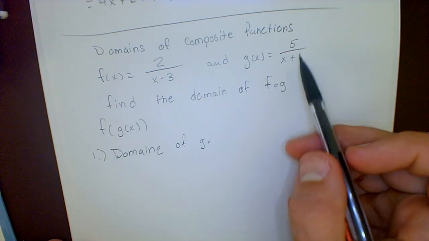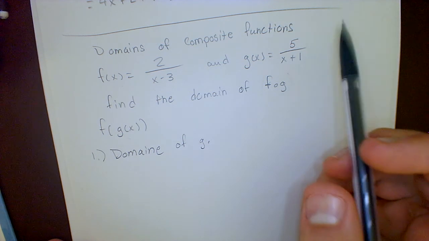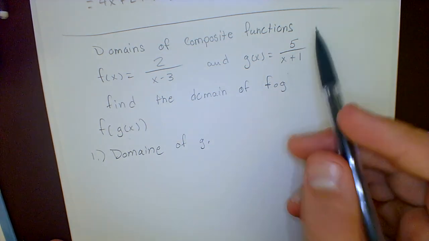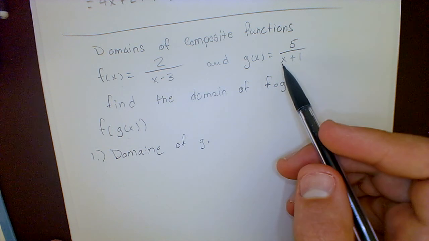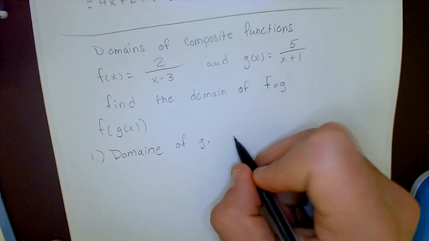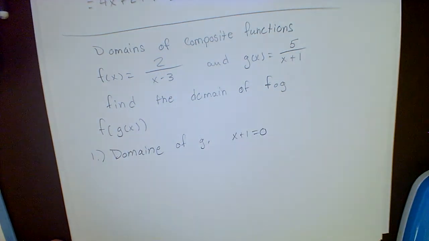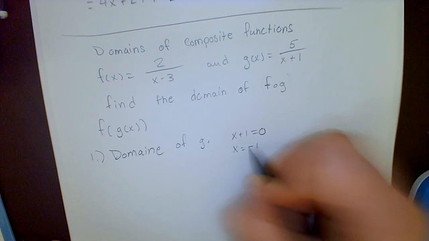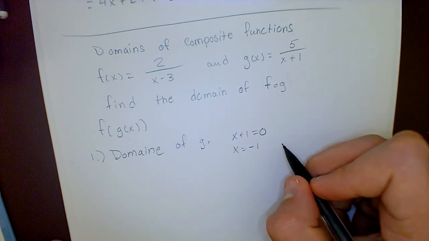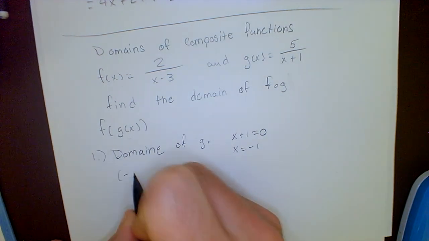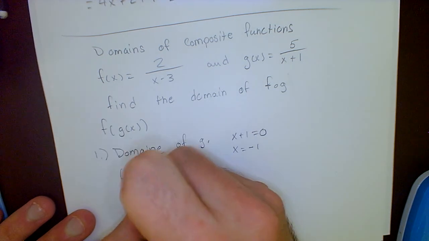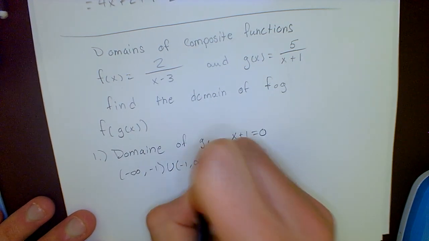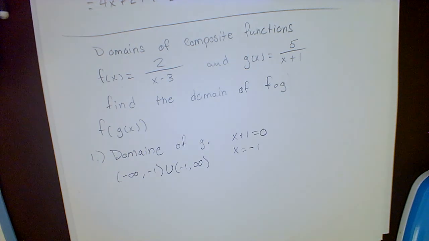So we've got to look at the domain of g. Remember, we have to look for square roots or divisions, right? So we have a division here, and we cannot be dividing by 0, so we need to figure out when the denominator is 0. So we set x plus 1 equal to 0. So that's saying that x is equal to -1. So the domain of g is everything, so it's -infinity to -1 or -1 to infinity.